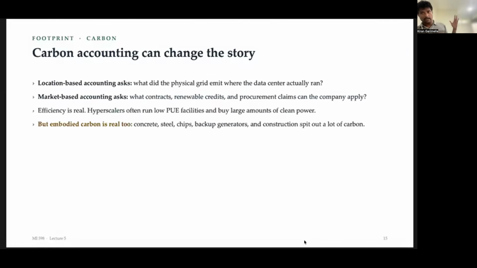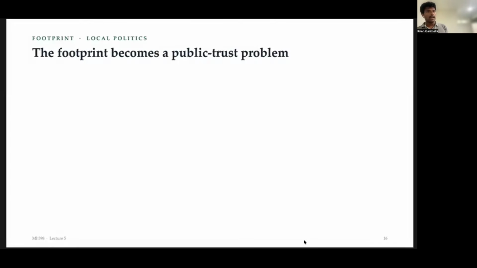There are also other factors in this chain. It's not just running the data center, but the concrete needed to build these Manhattan-sized data center campuses, steel, chips, backup generation, construction. They spit out a lot of carbon as well. Those are usually not included in any of the estimates put out by these companies.